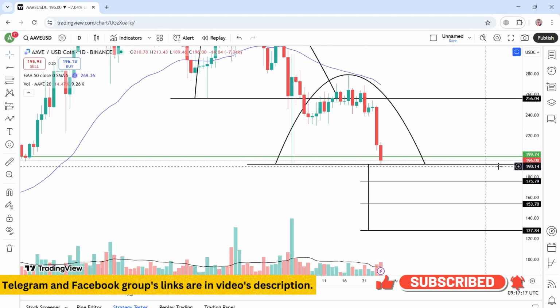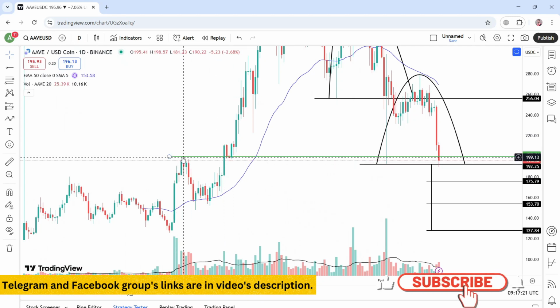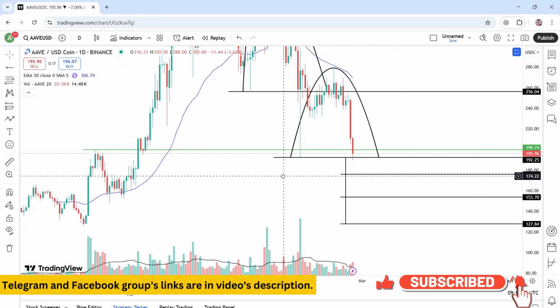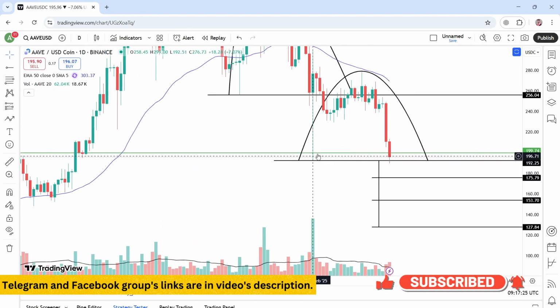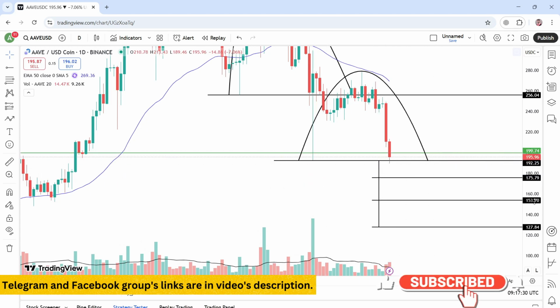After that, it exposed the final target of around 200. That was the support on daily time frame according to these levels, and this target has already been achieved in this candle, and currently prices are also moving around this final target.